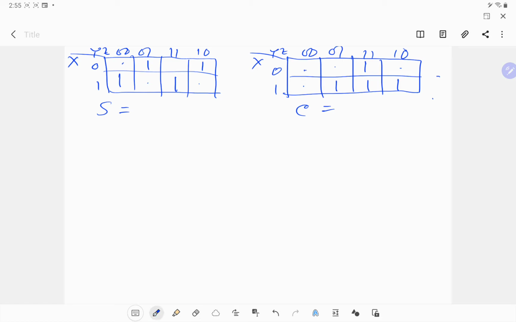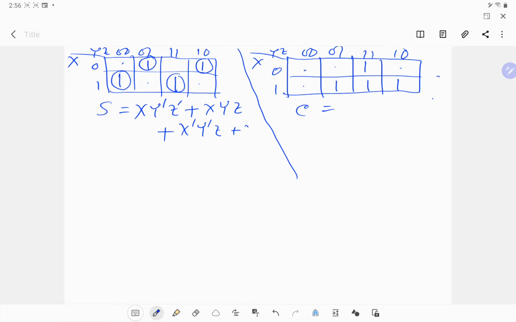So now what do we do in this case? We need to consider each of the ones. Let's do it for this one. It will give us x y' z' plus that one, x y z, plus x' y' z, plus x' y z'.